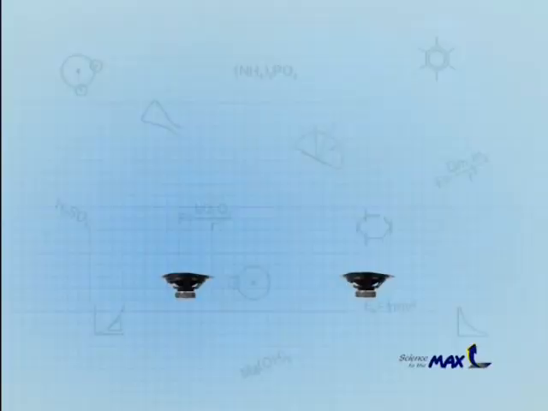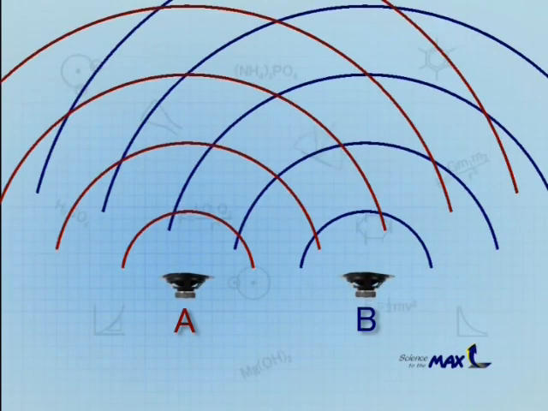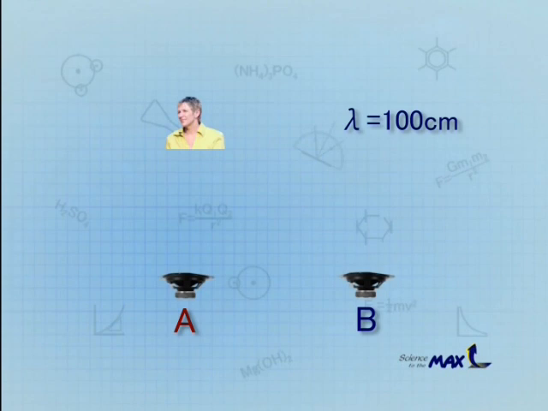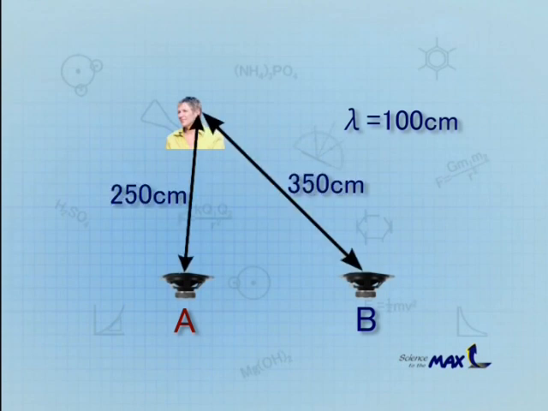The diagram shows two speakers, A and B, emitting sound waves of the same frequency and in phase. The distance between two successive compressions is 100 centimeters. Judy is standing 250 centimeters from speaker A and 350 centimeters from speaker B. Show that Judy will experience constructive interference.